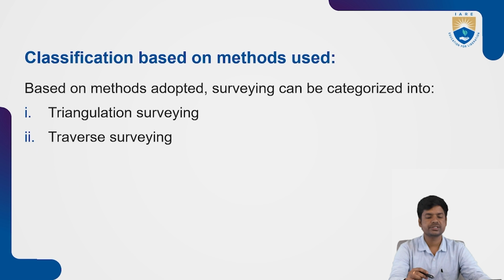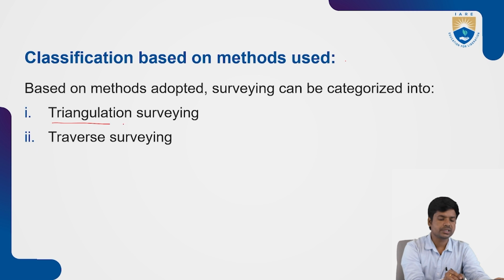And next one, classification based upon the methods used. Based upon which method you are going to use for the surveying, the first one is the triangulation method, and the next one is the traverse method.